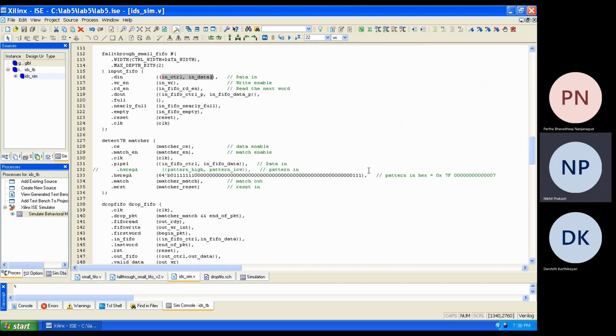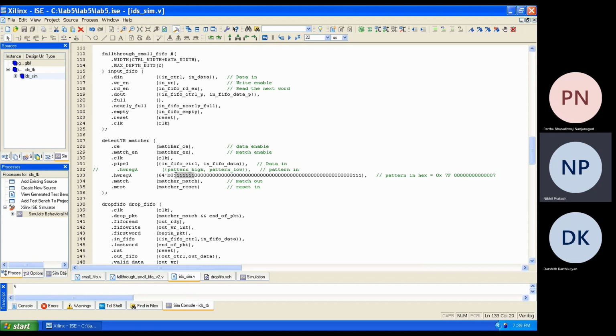the pattern we are giving here is this. This is the bit pattern that we are giving. Whenever we find this pattern in our input data, then that data packet has to be dropped. That converts to this in hex. Since this is 72-bit, the upper 8 bits of the pattern are actually the mask.